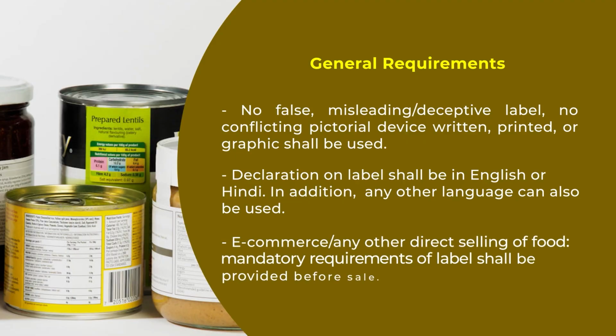In case of e-commerce, nowadays people are buying food products even through online portals. So, there is a provision for e-commerce or any other direct selling of food. All the mandatory requirements of the label shall be provided on their website before selling the food.